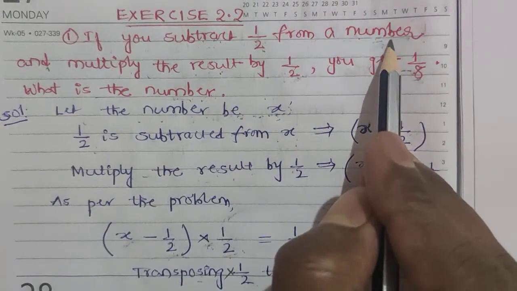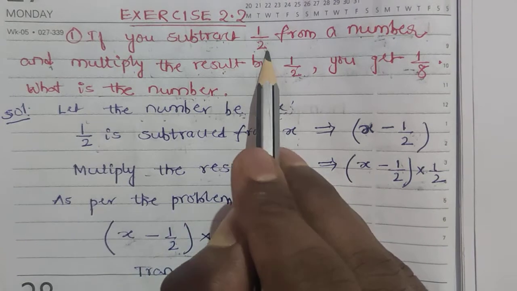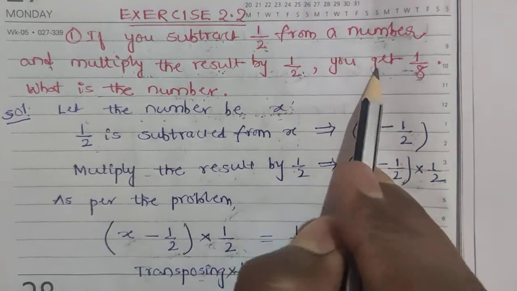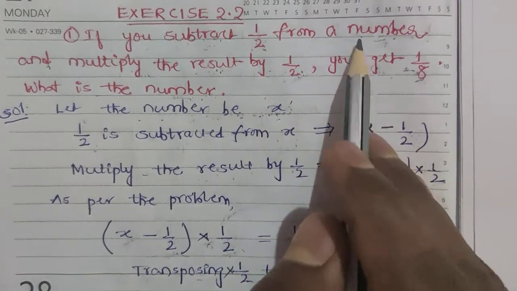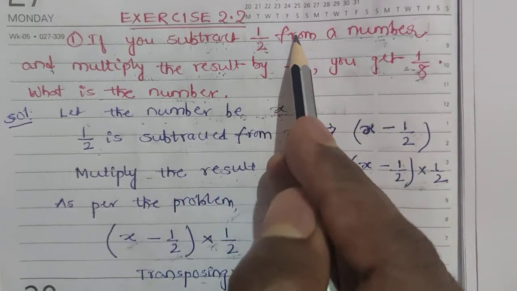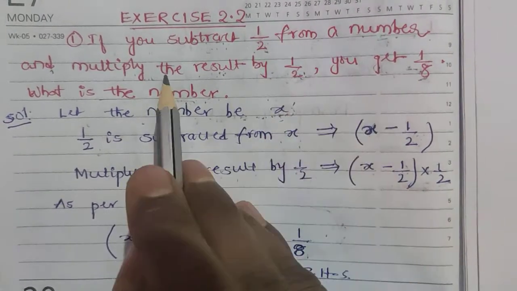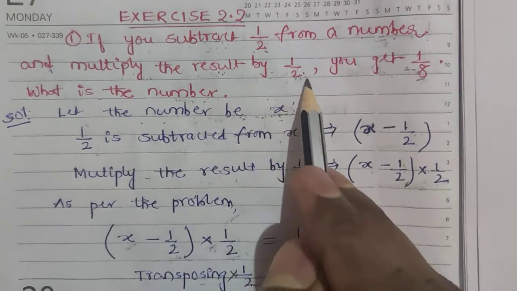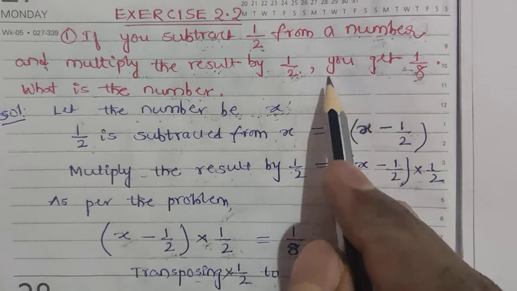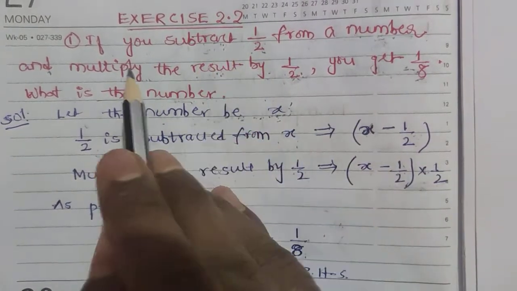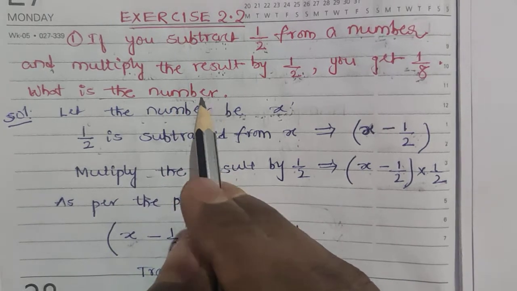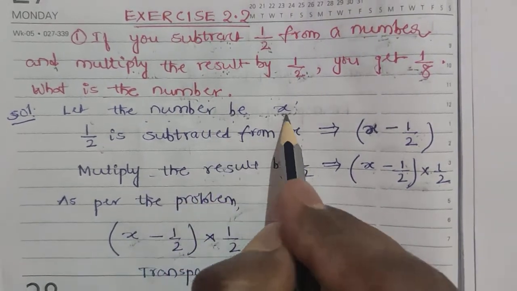From that number, you should subtract half and multiply the resulting value by 1/2, then finally you will get 1/8. If you know the number, then only can we subtract half from it and multiply the result by 1/2 to reach 1/8. This is the question. But if you know the number, then only you can perform this subtraction and multiplication. For that purpose, we will assume the number as x. Let the number be x.